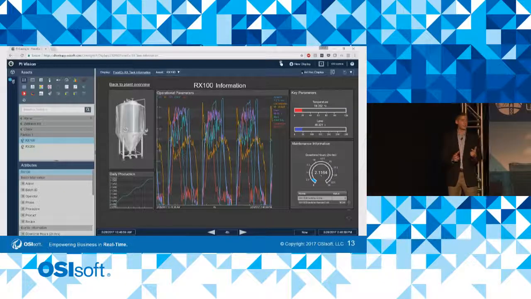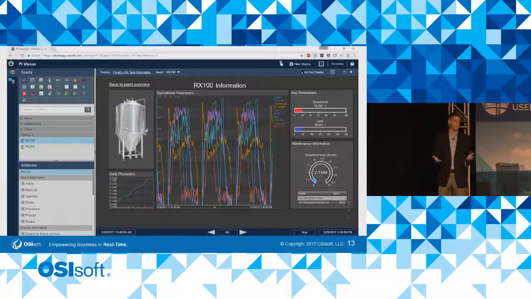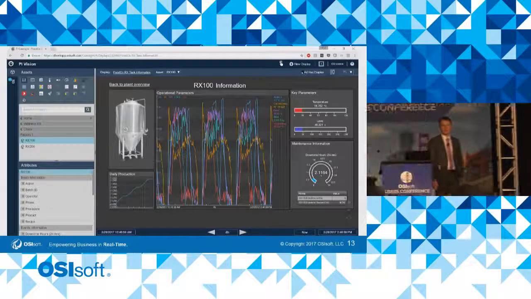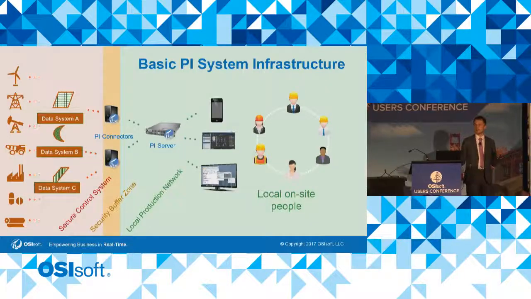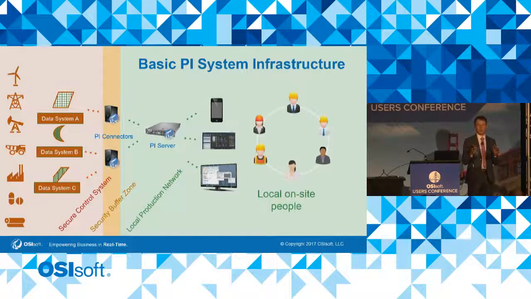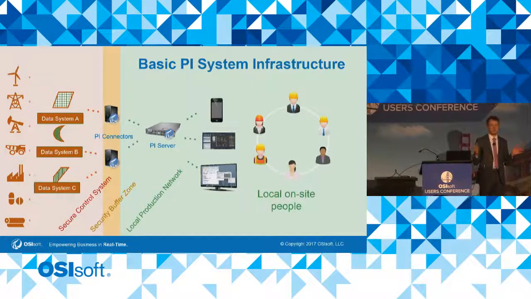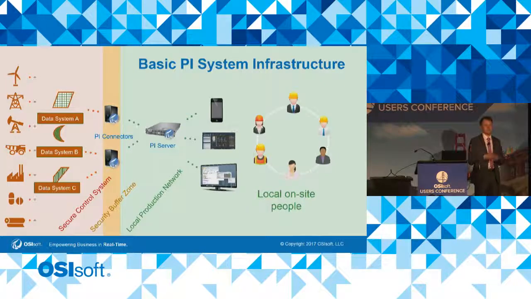And try to identify what's going on during my different batches. Yeah. Now, what would this look like if what we saw here was one site? So this is what the PI system would look like at one site, one facility. For some customers, and many customers, this is what they do, and that's it.